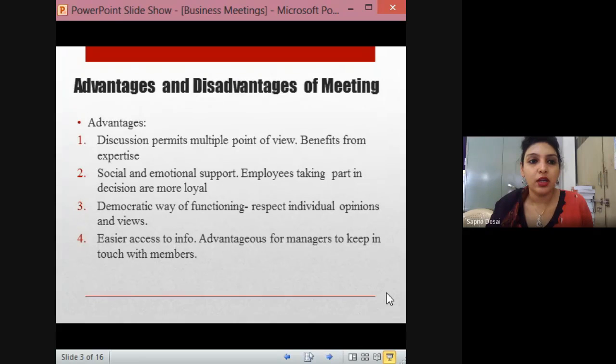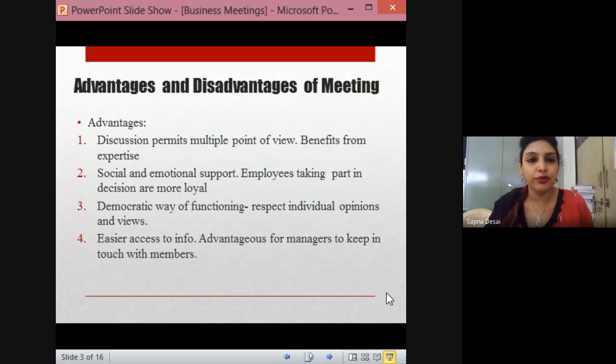Second is social and emotional support. Employees taking part in the decision are more loyal, right? So the second important advantage of a meeting is that a kind of bonding gets established between the employees, right? If there is a problem which the organization is facing, and the members come together to deliberate upon it, then there is a kind of emotional and social support that together we can resolve this issue, right?